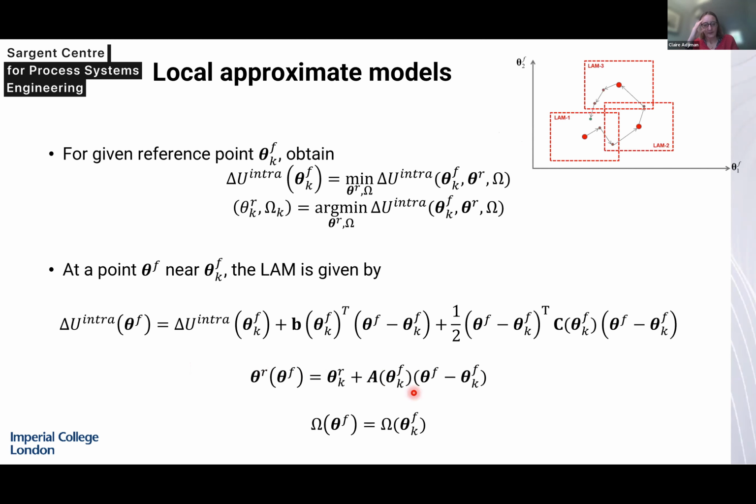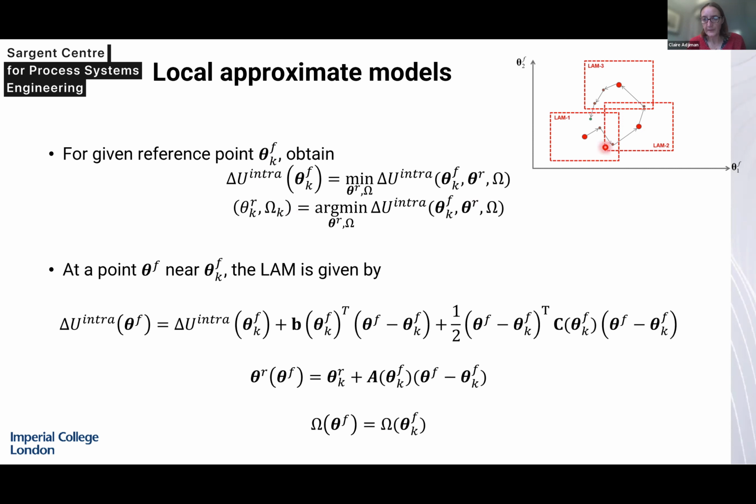Okay, so I wanted to give you a little bit more detail so that you understand the computational cost. So every time we take reference points that are going to be the points where we have our local approximate model, and at each value of the reference point, we do a minimization of the intramolecular energy with respect to the dependent degrees of freedom. This gives us the energy at that point. It also gives us the solutions, so the theta r's and the electrostatic potential.